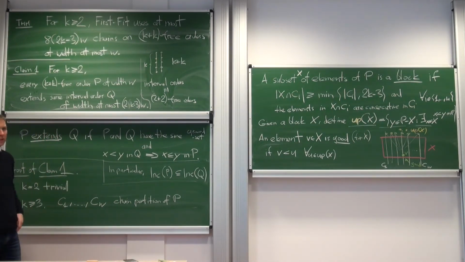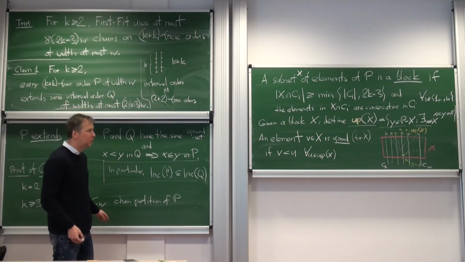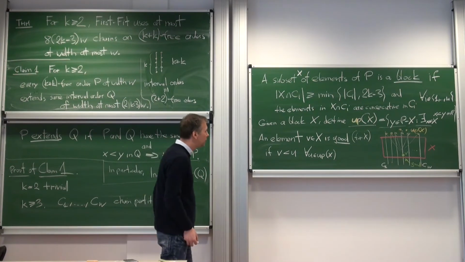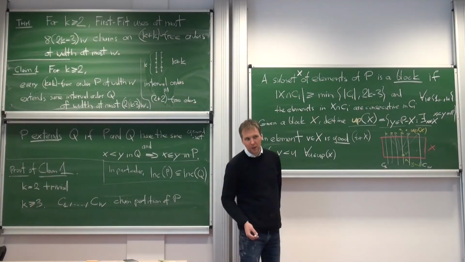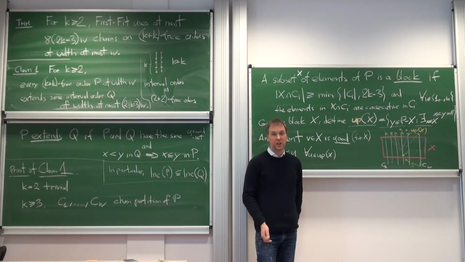So we just look at k greater or equal to 3. So you take your poset. It's k+k-free, with width w, so you take the Dilworth partition, C1 to Cw. And now we want to study this poset a bit, and to somehow exploit this k+k-freeness.